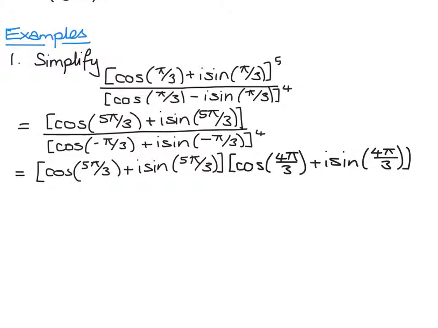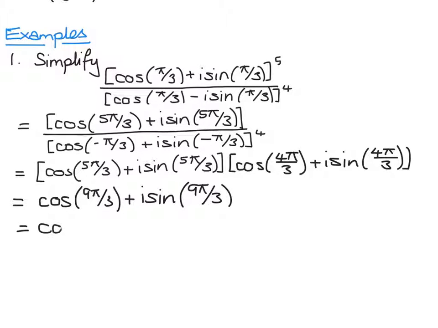By using the rules of multiplying two complex numbers which are in polar form from earlier, we know that this is the same as cos 9 pi over 3, as we just add the arguments, plus i sine 9 pi over 3, and obviously 9 pi over 3 is equivalent to 3 pi. So we get cos 3 pi plus i sine 3 pi.